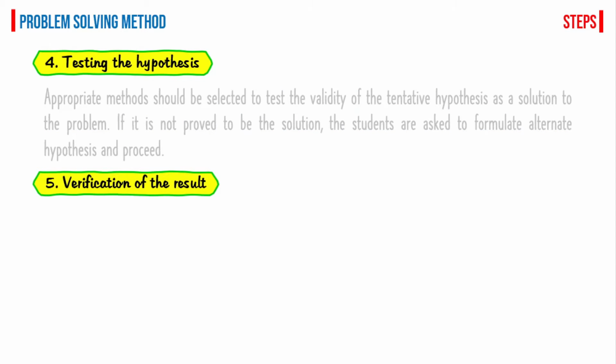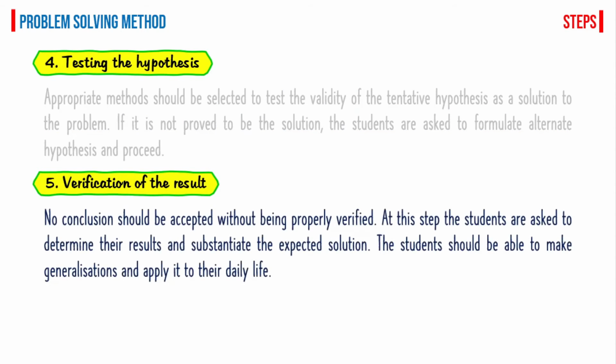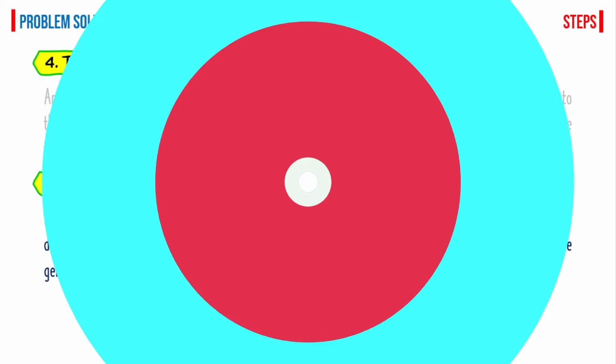The final step is verification of the result. No conclusion should be accepted without being properly verified. At this step, the students are asked to determine the results and substantiate the expected solution. The student should be able to make generalizations and apply them to their daily life.